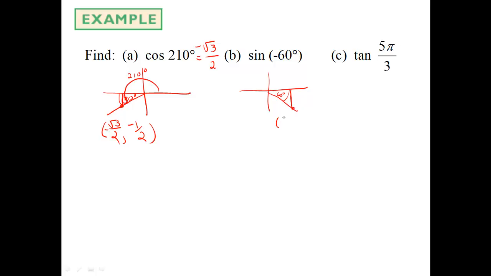So it's going to be 1/2, square root of 3 over 2. It's in the fourth quadrant, so the y is negative. And it just so happens that the sine of an angle is the y value, so this is negative square root of 3 over 2. Tangent, 5 pi over 3.